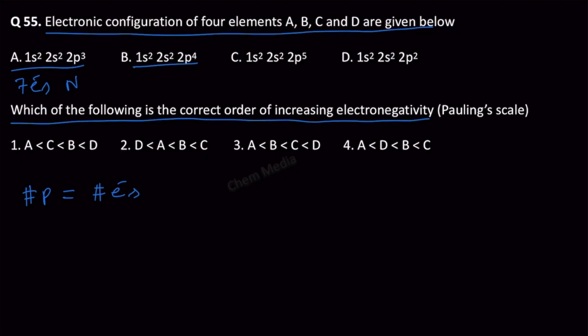Here we have 1s2, 2s2, 2p4. Therefore total 8 electrons, and this belongs to oxygen. Here we have 1s2, 2s2, 2p5. That means 9 electrons in total. Therefore this belongs to fluorine. And in option D we have 1s2, 2s2, 2p2. 6 electrons in total, therefore that belongs to carbon.